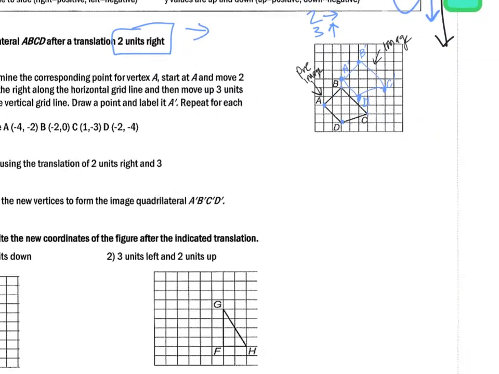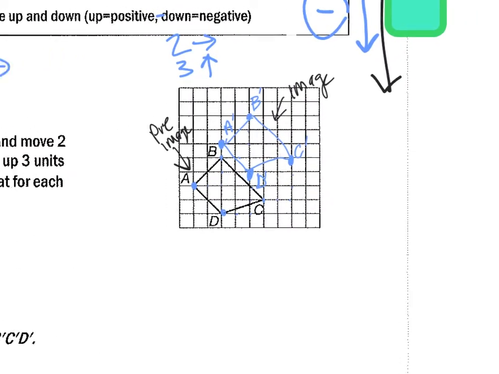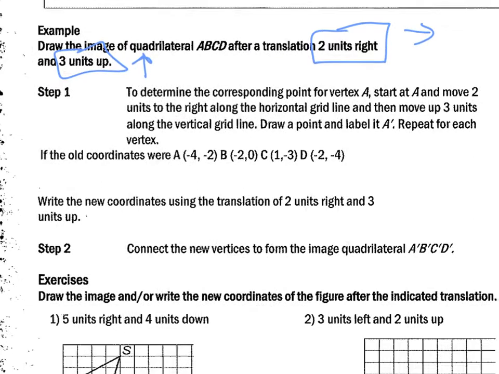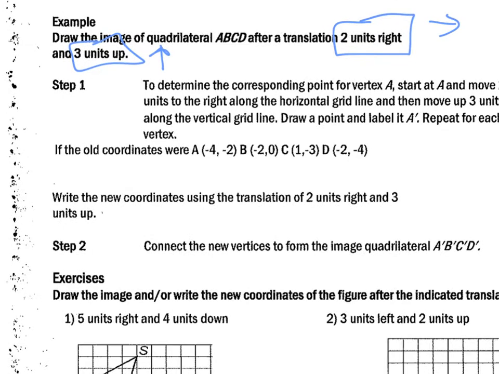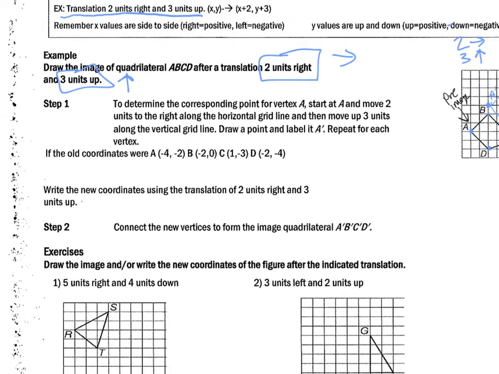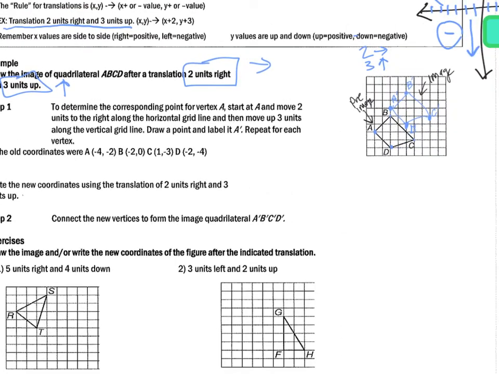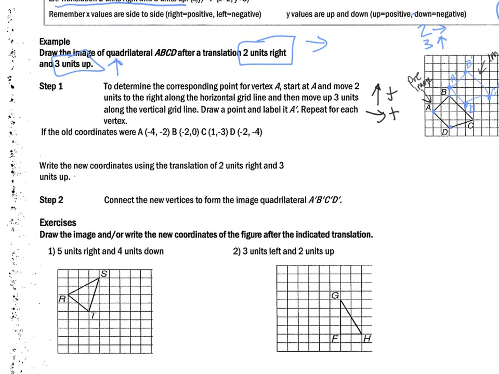So if they didn't give you the graph, what you can do is take these old coordinates, the pre-image coordinates, and use the algebraic representation. Okay, so if we were going 2 units to the right and 3 units up, remember to the right, those are positive numbers on the coordinate plane, and if we go up, those are positive numbers.